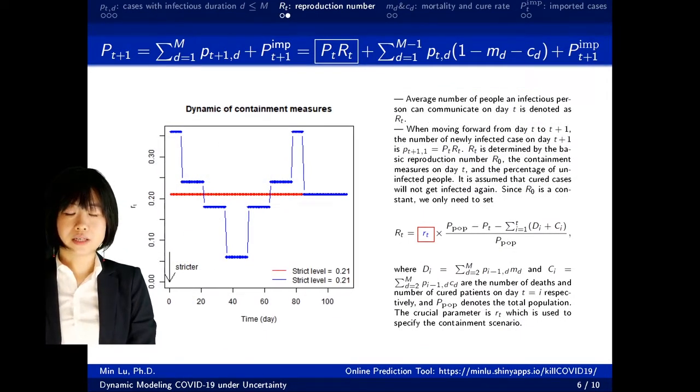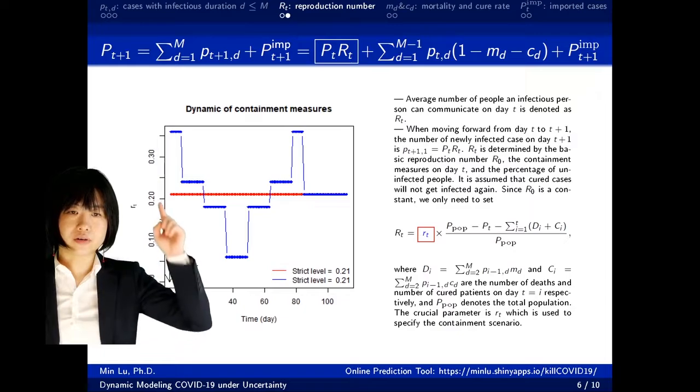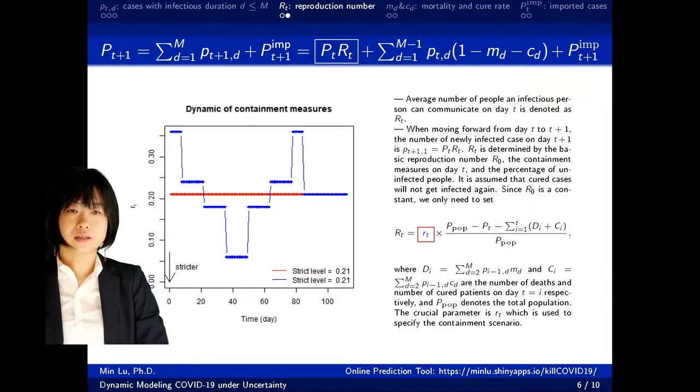The reproduction number is determined by the value of RT, which represents the strict level of containment measures. In this plot, the red color shows a containment strategy of a constant strict level, whereas the blue color shows a containment strategy of adaptive strict level. Even though they have the same overall strict level, these two strategies could make a difference on the dynamic of infectious cases.